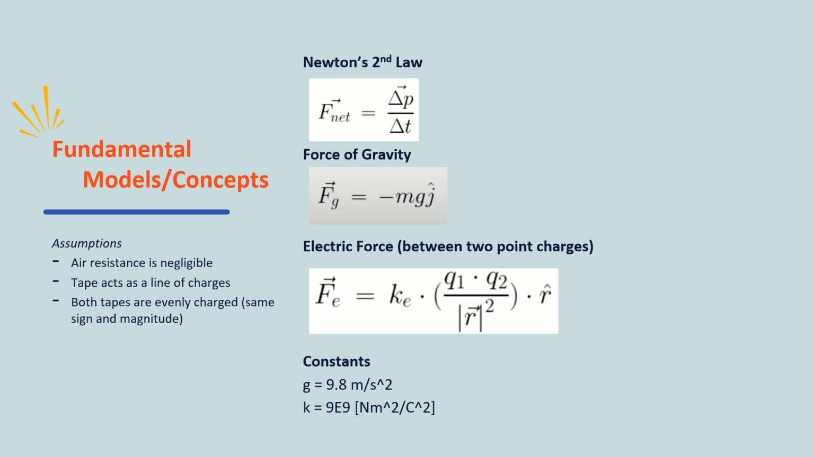Newton's second law tells us that the net force on an object is equal to that object's change in momentum over time. The force of gravity is equal to the mass of an object times the acceleration due to gravity. And lastly, the electric force between two charges is proportional to the product of the charges and inversely proportional to the distance between them squared.